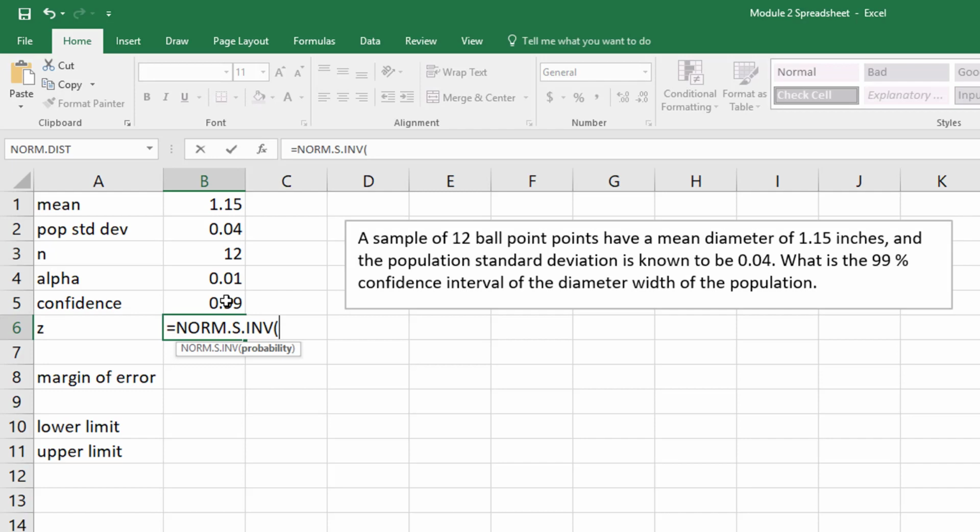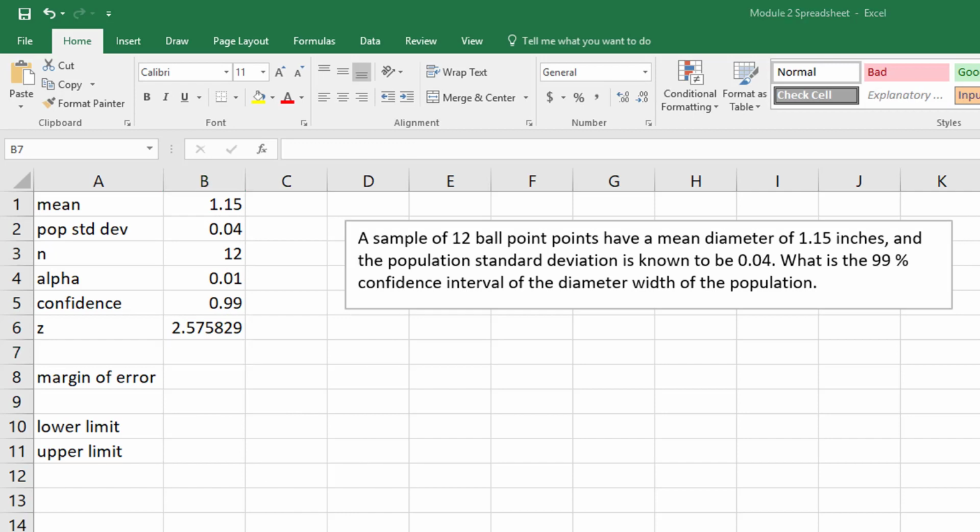The problem is, remember, when you read this, it's from the lower tail all the way up to this value. And that's the only problem, because if you just put that in, you're going to get the wrong answer. So what you have to do is actually add this half, so 0.01 divided by 2. That's very, very important that you understand.